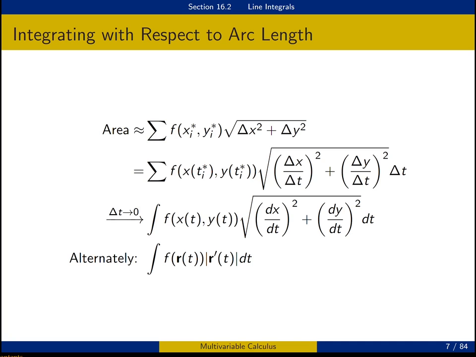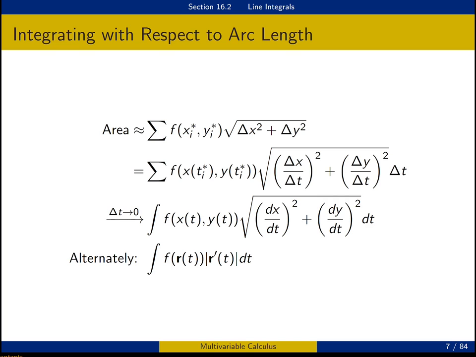Here's the algebra of that approximation. The area is approximately equal to the sum of the height of the rectangles, which is just the height of some test point xi star, yi star on the curve, times the base of the rectangle, which is the square root of the change in x squared plus the change in y squared.